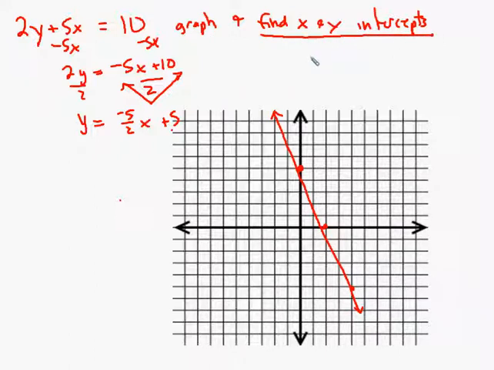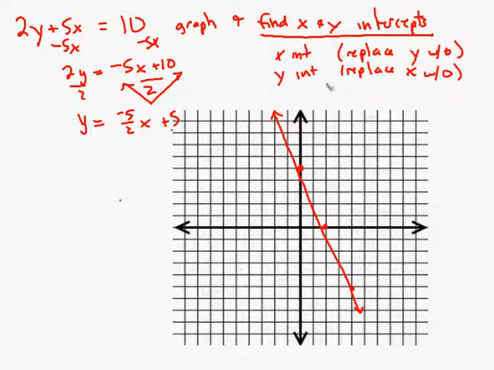Now on the calculator, that's pretty easy. You're going to do G-Solve with 0 for x-intercept and G-Solve for y-intercept. It'll give it to you. But algebraically, to find an x-intercept, and this should be review, we replace y with 0 and solve. And for the y-intercept, we're going to replace x with 0 and solve.